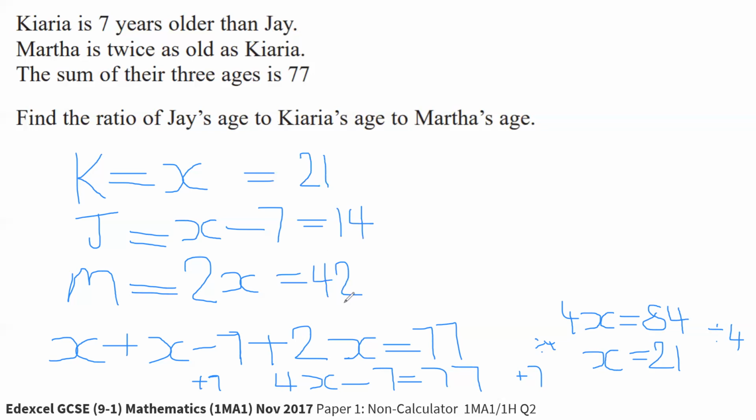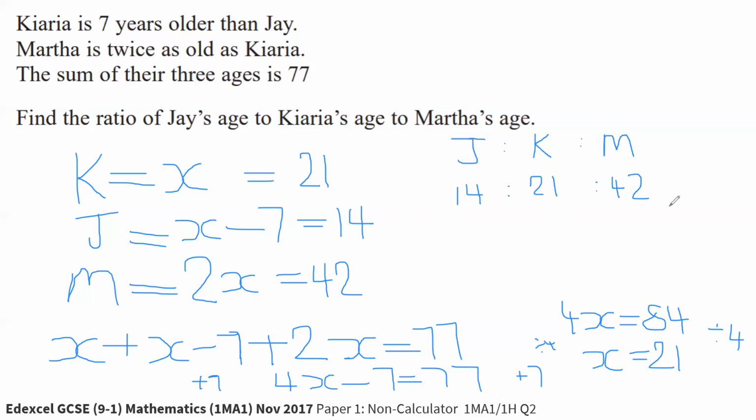But that's not the end of the question. We've worked out what age they all are. We've worked out what X is. But we still need to find the ratio of Jay's age to Kiara's age to Martha's age. So if we write this down, we've got 14 to 21 to 42. And that's the ratio. But this ratio is not in its simplest form, and we would always be told to give a ratio in its simplest form.